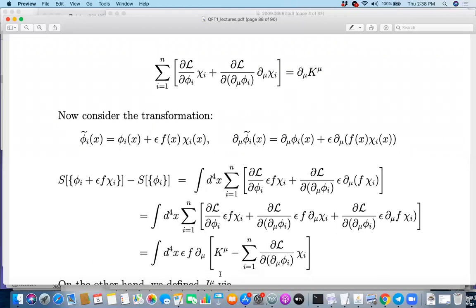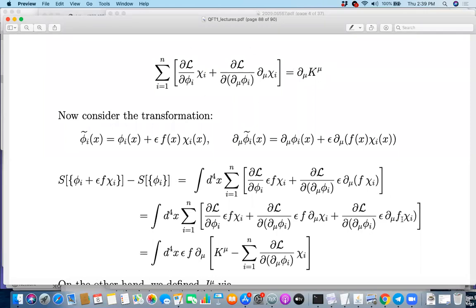Is that clear? Sir, f is a function of x, so how can you take it outside? Oh, because I'm not taking out any derivative. This is a multiplication by f. The derivative was here, and I didn't take it out. I have this term, del mu f times chi I. So in the first term, it's just epsilon times f that has been taken out, and it's del mu K mu, by this identity.